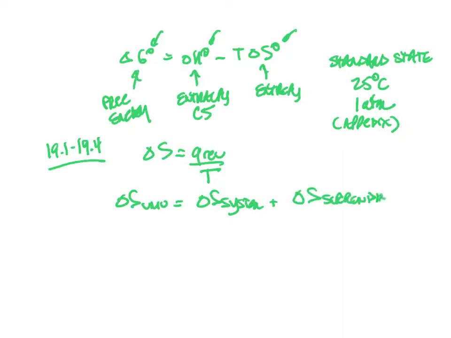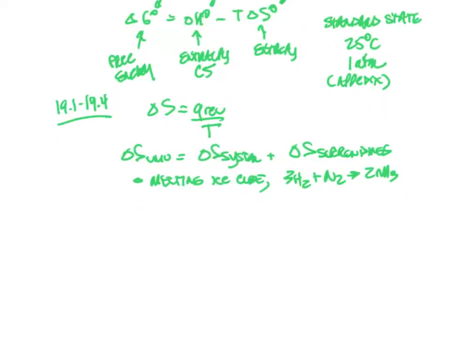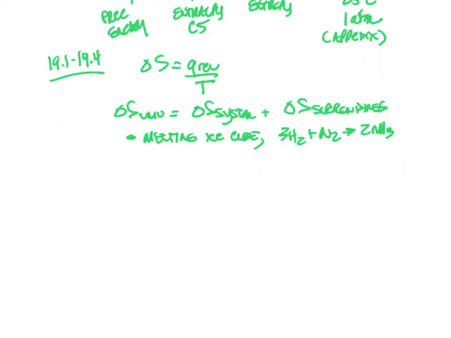How I'm trying to help you see this is with two examples. One of them is a melting ice cube. The other is the synthesis of ammonia. So if I take hydrogen and nitrogen, I will produce ammonia. And I use both of these as examples to help you see how this works. So that's section 19.1 to 19.4. And I want to keep this brief, so I'm not going down any path of detail.